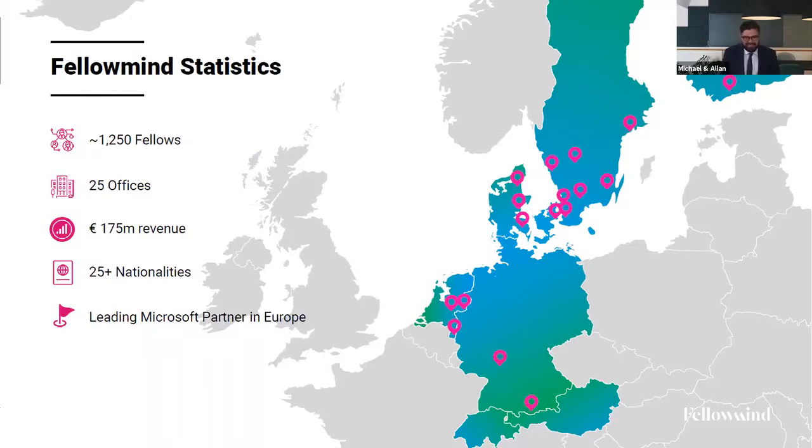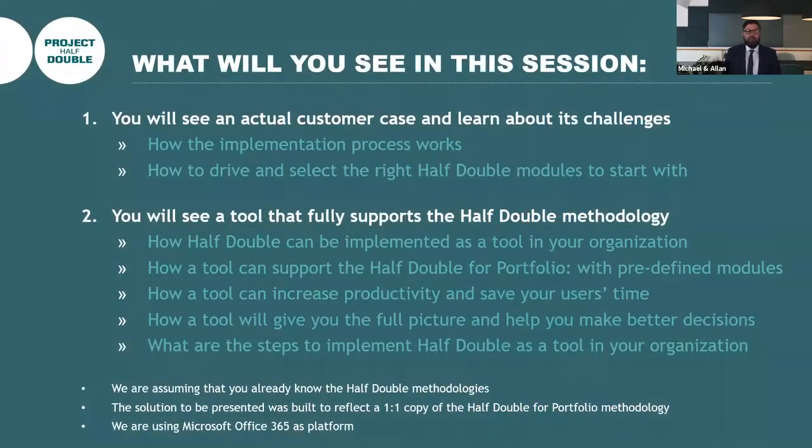So that said, I will jump directly into the tool, but it will give you a little bit of an idea of what you're going to be seeing in this session. We are going to be showing an actual customer case and show you how you can learn from their challenges. Basically, how the implementation process works, and also how Half Double can be slightly adjusted to your needs. You will also see a tool that fully supports the Half Double methodology for portfolio, which we have built together with Implement, and we are very proud of it.